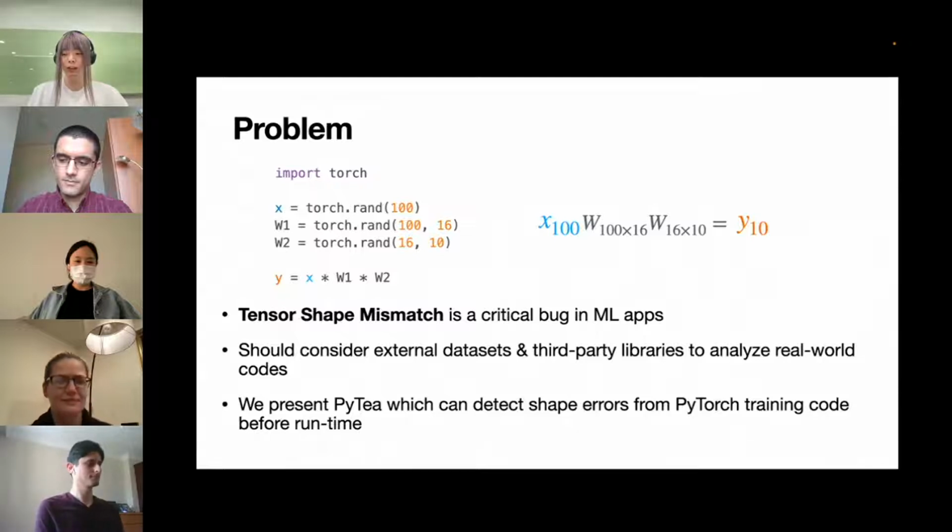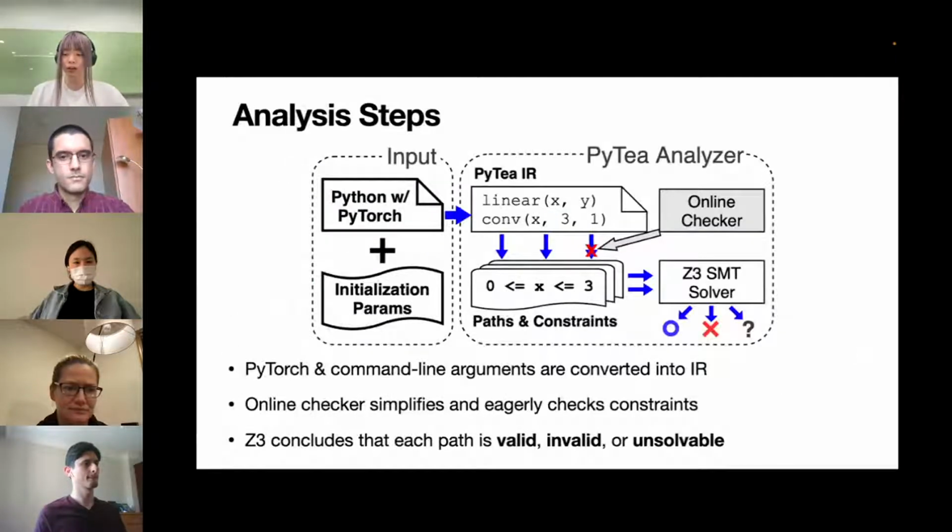So what is a tensor shape error? Like a matrix multiplication, each tensor-related API in deep learning frameworks has several conditions about input tensors, dimensions, and shape. And those conditions are required to make the execution safe. To find these conditions, we should consider the potential shape of the external datasets and the semantics of the third-party libraries.